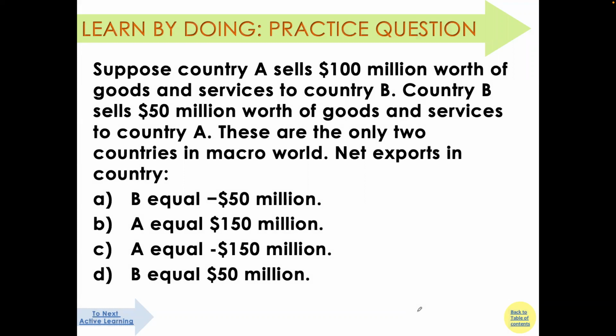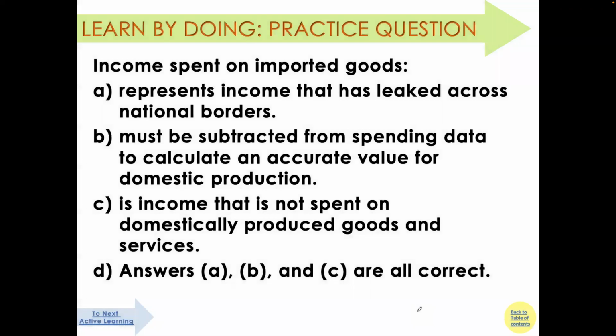That one is very simple. Country A sells 100 to B and B sells 50 to A. If there are only two countries, clearly A has a trade surplus of 50. That immediately means B has a deficit of 50. So the answer is going to be A. Right? Question? All right. So next one, income spent on imported goods.